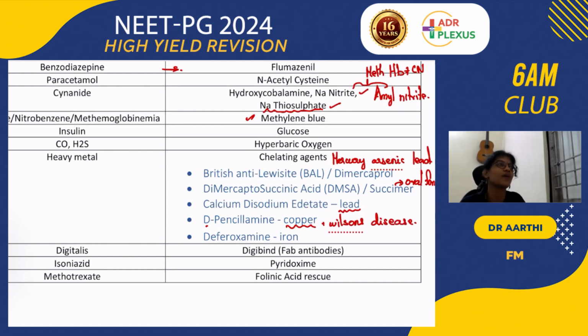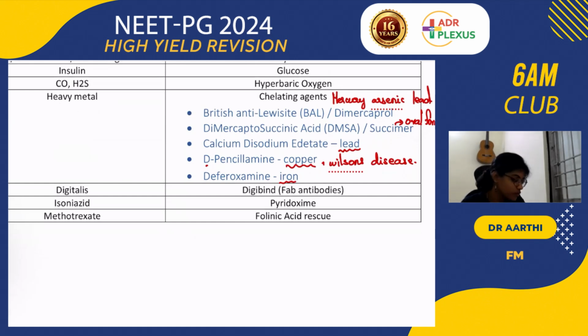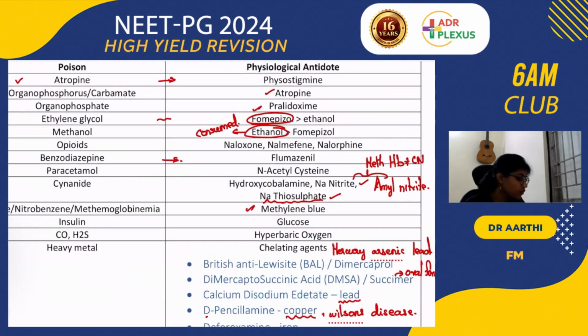And deferoxamine, we are going to use it in iron poisoning. Digitalis, digibind. This is going to be used in all your oleanders also. Isoniazid, you have pyridoxine, and methotrexate, folinic acid, right? Methotrexate, you have folinic acid. The first few ones have been asked repeatedly, like atropine, OPC poisoning, they give a case history and ask.